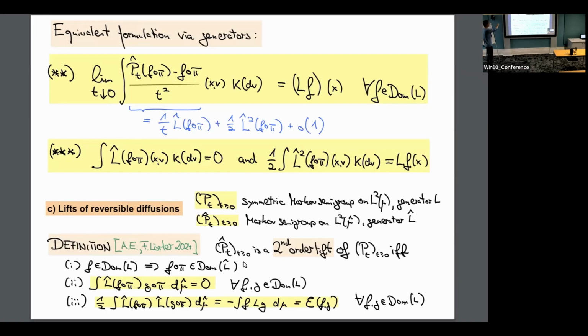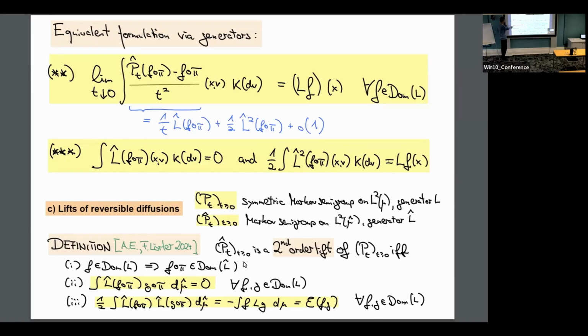We will rewrite it a bit differently because it's not so nice to have the square here, which can lead to technical problems if you have non-differentiable coefficients and so on. So we will integrate it and do an integration by parts to write it in a more suitable way, but basically that's the definition.